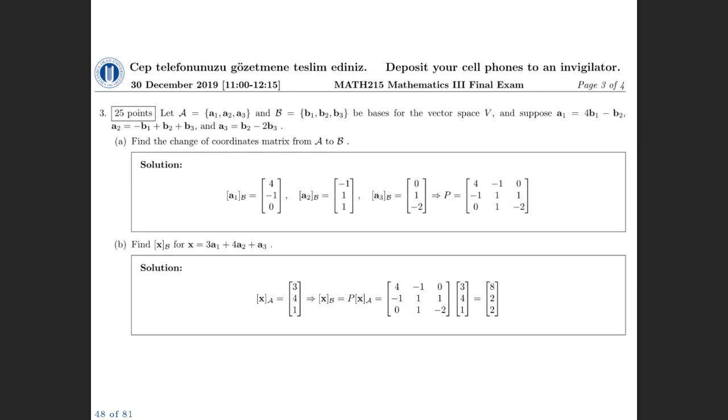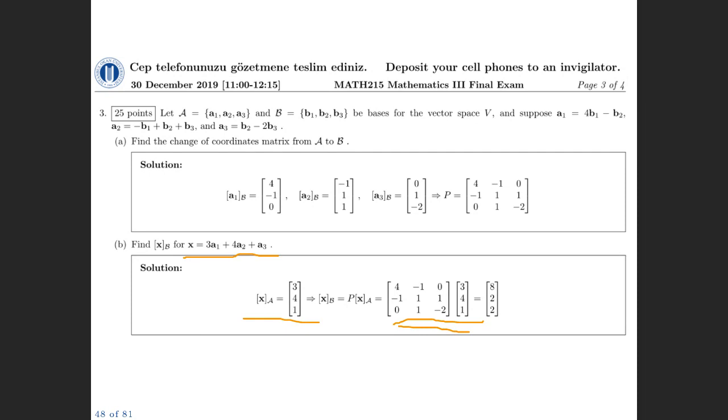So basically what we're told is the coordinates for x relative to the basis A, the numbers here are 3, 4, and 1, and we're asked to calculate the coordinates for x relative to the basis B. So really all we need to do is to multiply our matrix that we found in part A by this vector. And that's it. That's 25 points from a final exam, a quarter of a final exam.